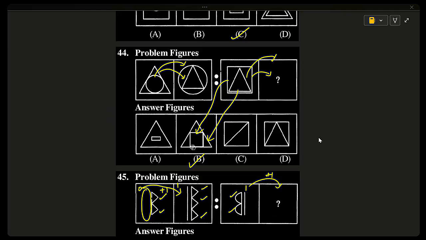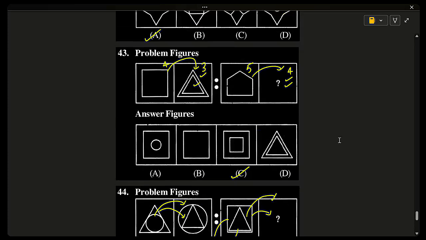Ritvik, what is your doubt? Sir, mistakenly. Okay. Saurish, what is your doubt? Sir, 43.